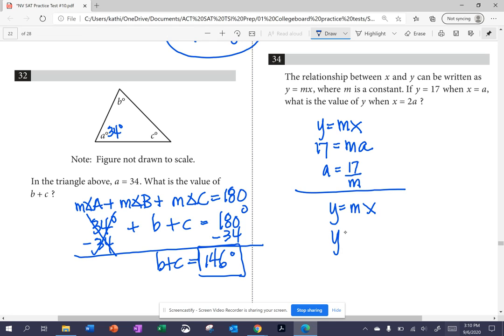So y equals m, and I'm going to say x is 2 times a. So this is 2 times a, which is 17 divided by m, times m. So when I simplify m divided by m, I get y equals 34.